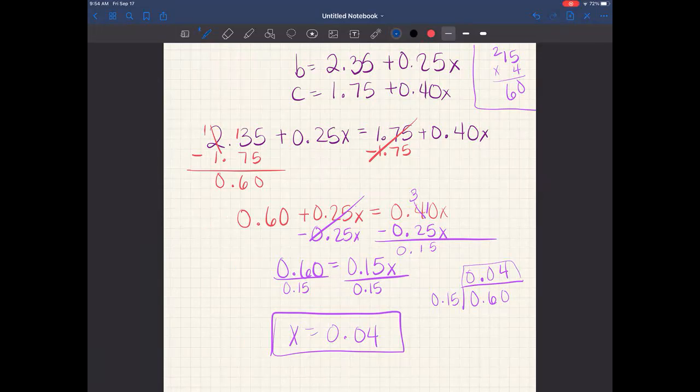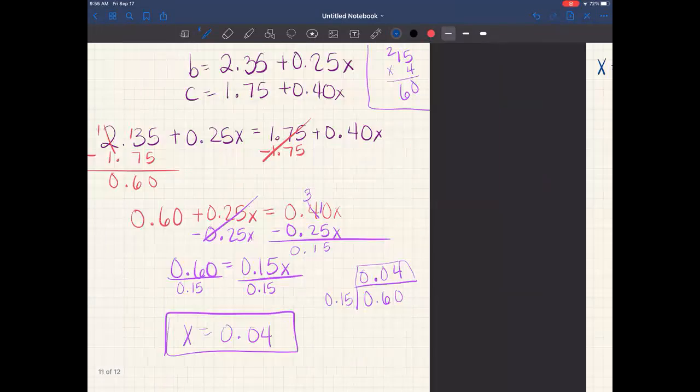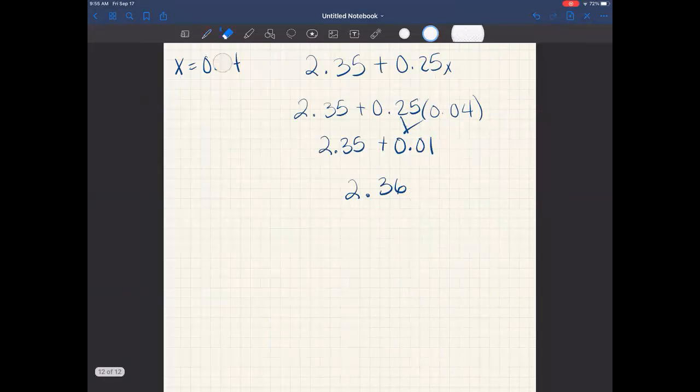Wait. Yes, it looks like that's what happened. I was thinking ahead with the multiplication and added an extra 0. So it should be 0.04. But that's okay. We make mistakes.